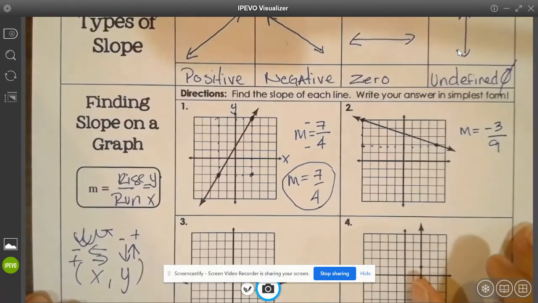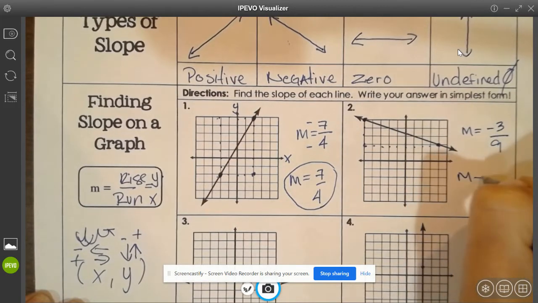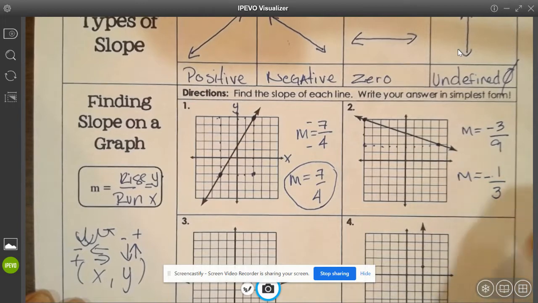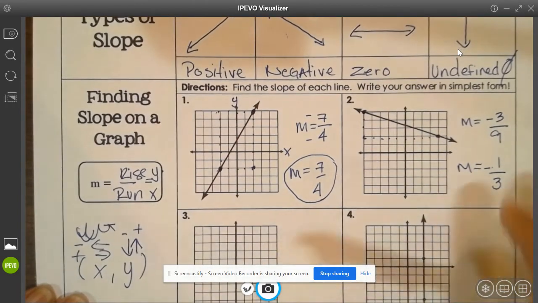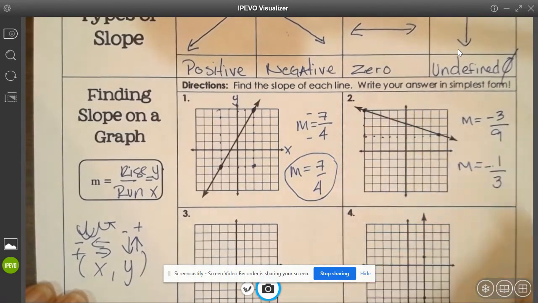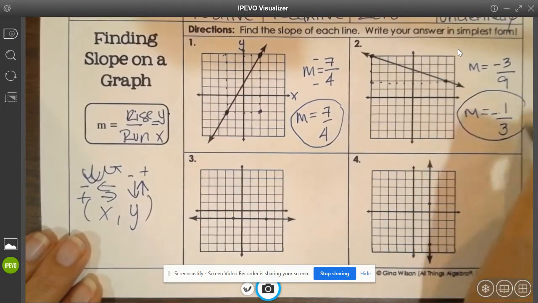Now, you can reduce that fraction, right? Because 3 divides 9. So your answer would be -1/3 because you divide by 3. Okay? All right, so notice that it's negative, right? Because you went down and then you went to the right. Okay, let's keep going. This is my answer.